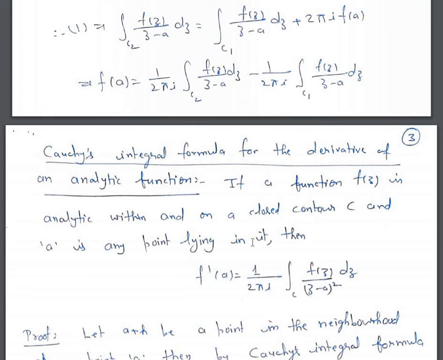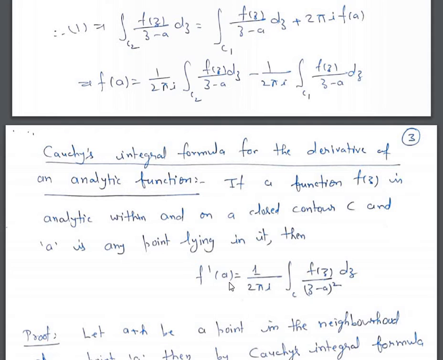If a function f(z) is analytic within and on a closed contour C and a is any point lying in it, then f dash a is given by 1 upon 2 pi i integral over C f(z) upon z minus a whole square dz. This is the formula for the first derivative of function f(z) at the point a.